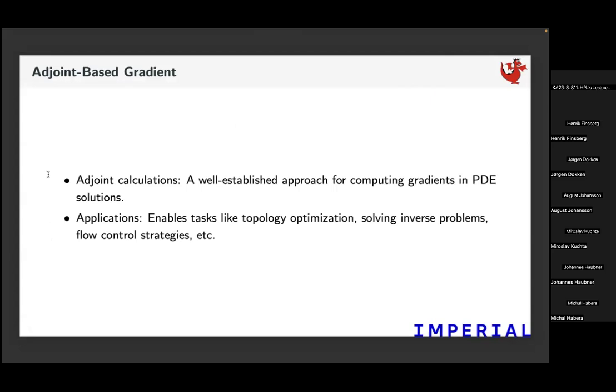What's the adjoint? Adjoint-based gradients is a well-established approach for computing gradients in PDE solutions. We have applications in many areas of engineering, such as topology optimization, solving inversion problems, and flow control. In this kind of problem, in the literature, people want to compute the gradient of a functional with respect to some control parameter.